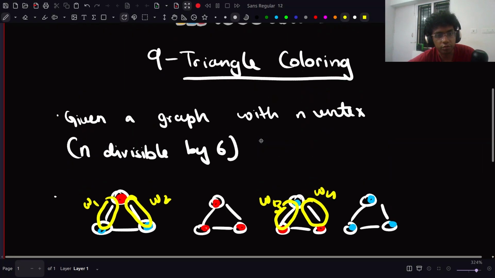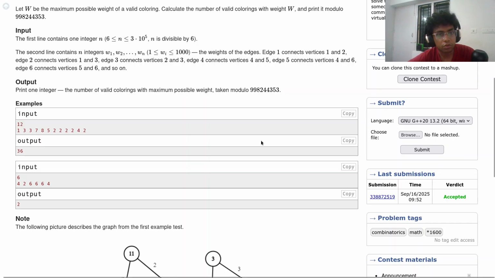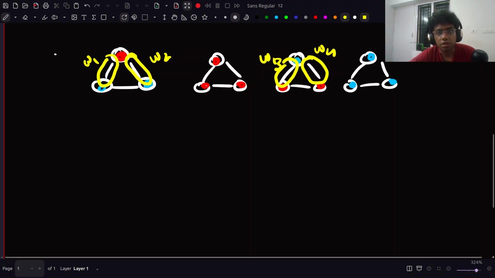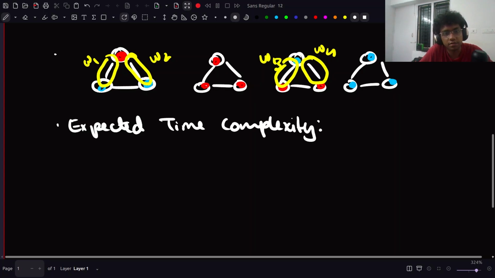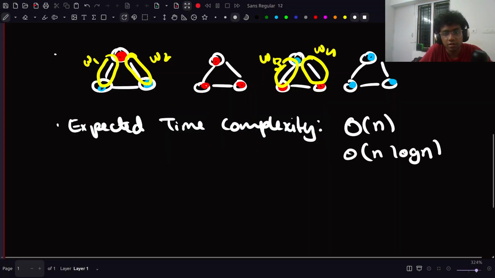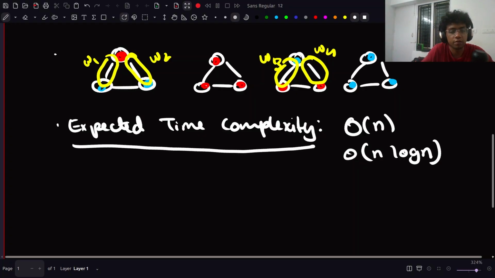Let's make some observations here. The first thing to note before starting the problem is the expected time complexity. We can see that the expected time complexity is big O of n or big O of n log n. That's roughly the expected time complexity, since n goes up to 2 times 10 to the power 5.